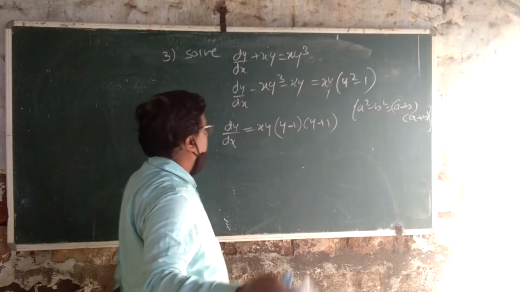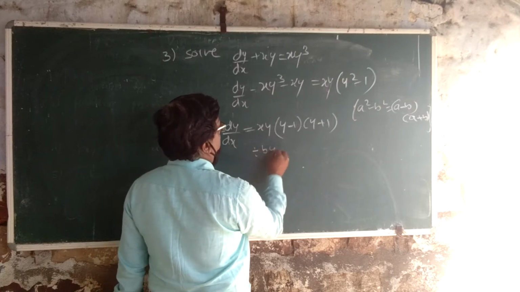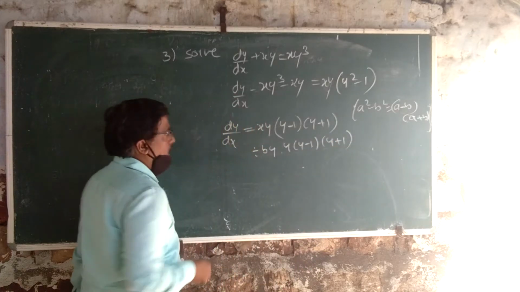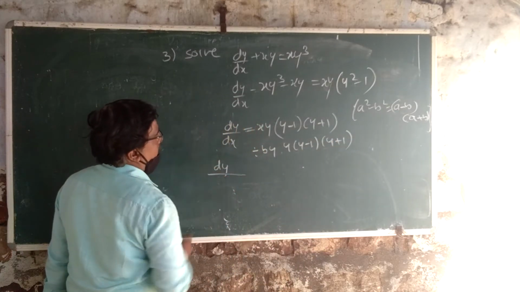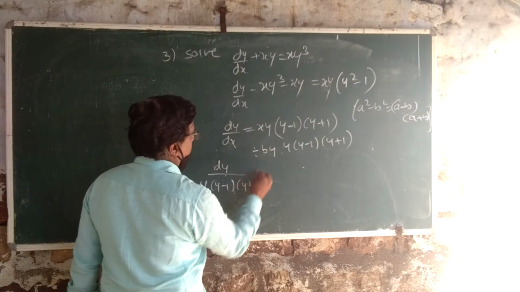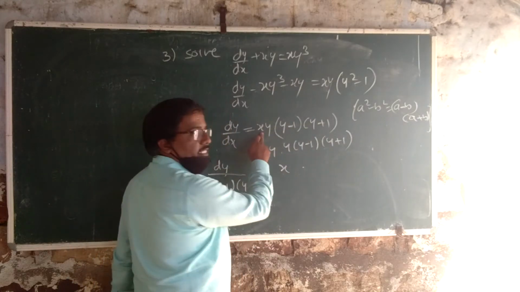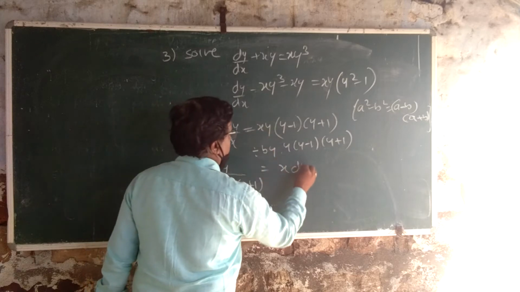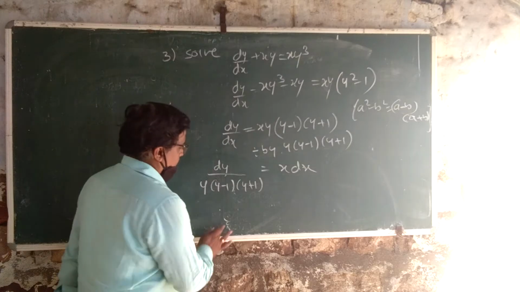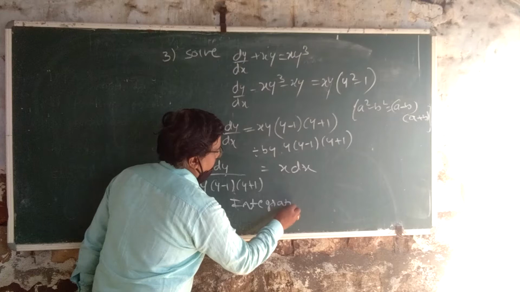So here divide by y into y minus 1 into y plus 1. Then it gives dy divided by y into y minus 1 into y plus 1 is equal to, now cross multiply this dx, it gives x into dx, since x is already there. Okay, so after making variable separable, now integrating.